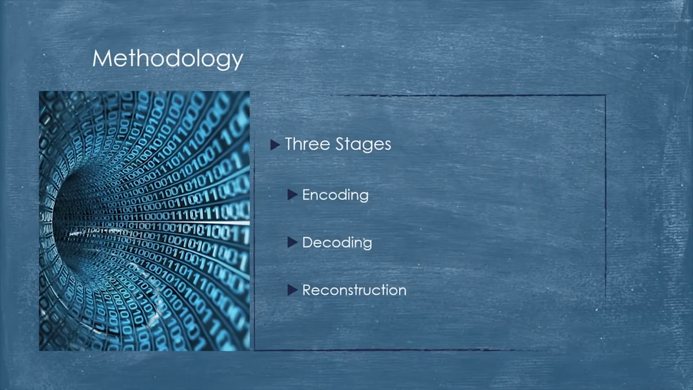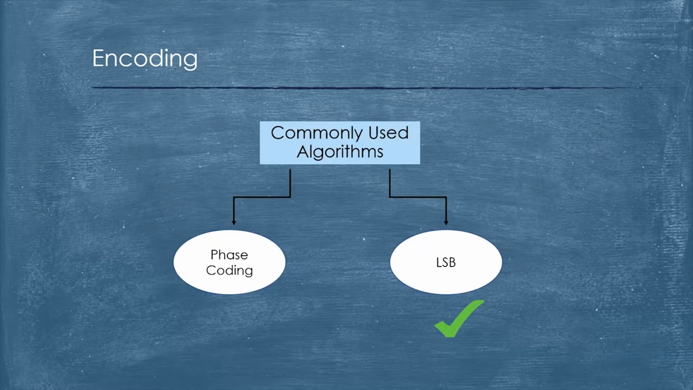If we look into the methodology, we can break it down into three stages: encoding, decoding, and reconstruction. Now let's look into how the encoding is done. The most used algorithms are phase coding and LSB. We have chosen to use the LSB algorithm because it is much simpler to implement and also quite effective.